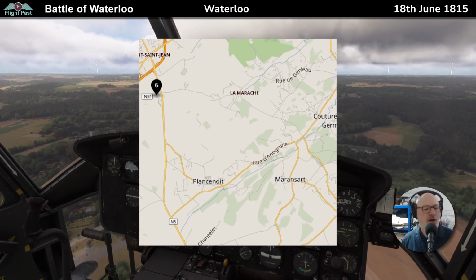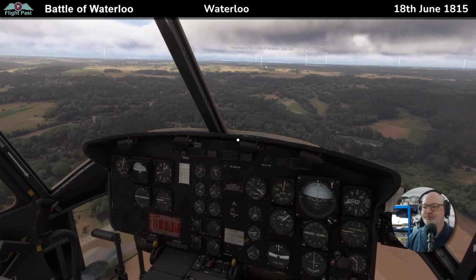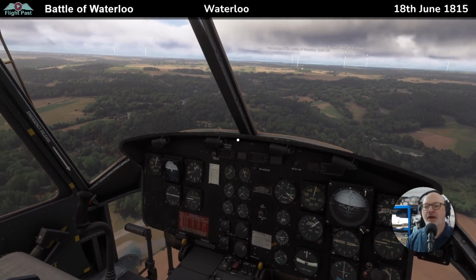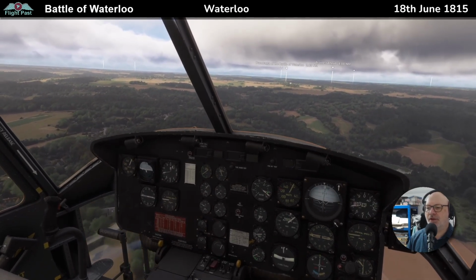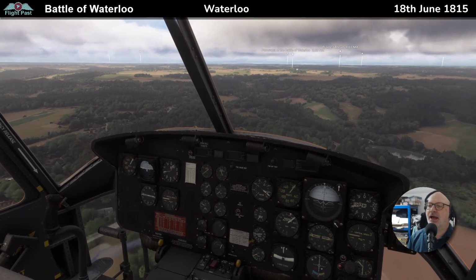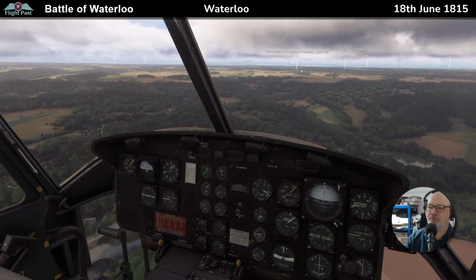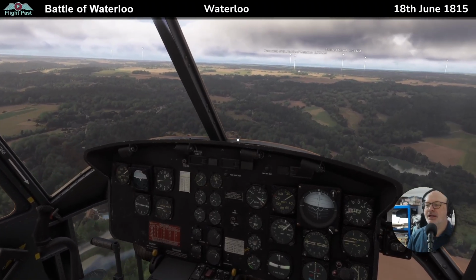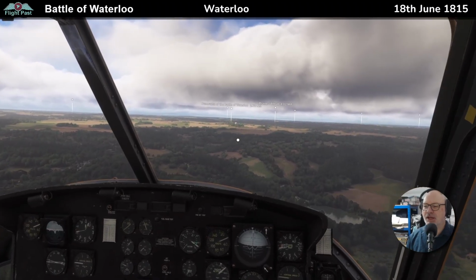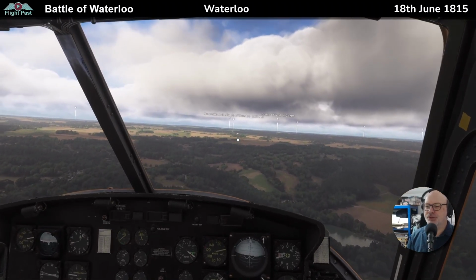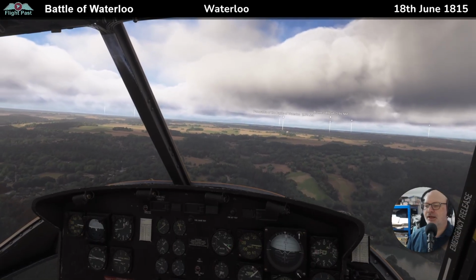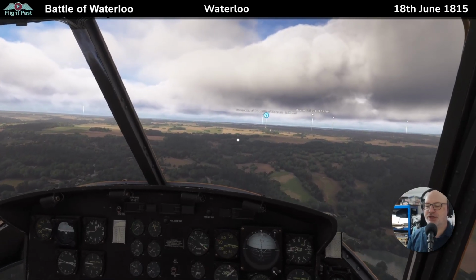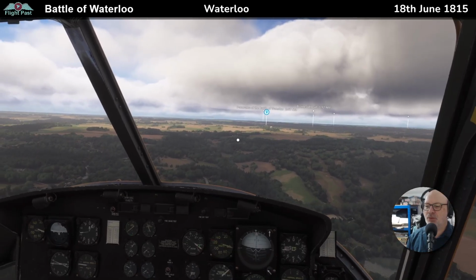So here we are. We're currently on the eastern edge of the battlefield. We're at the Bois de Paris, and you can see the plain of the battlefield of Waterloo ahead of us. We've got the ridge here at Mont Saint-Jean just here. We've got the Smohain Brook area here. So this is the extreme left position of Wellington.